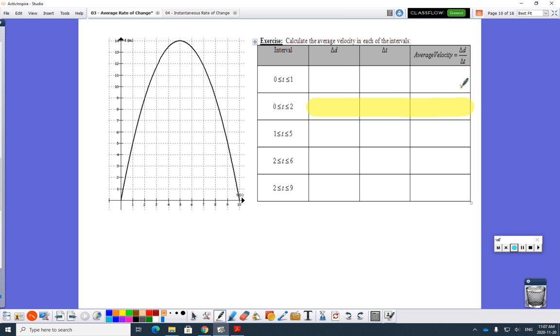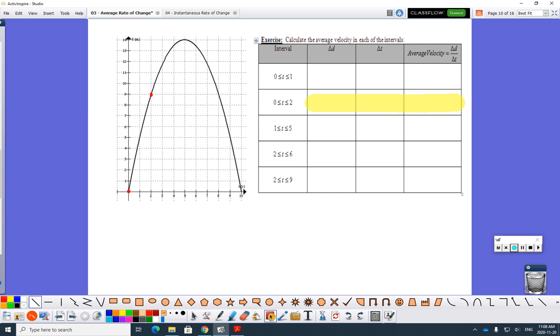Next, they say from 0 to 2 seconds. So I put a dot at 0. I put a dot at time 2. I find it up here. It goes up to 9. And I draw that secant line connecting the 2. You really can't see it because it really just hugs the curve there.